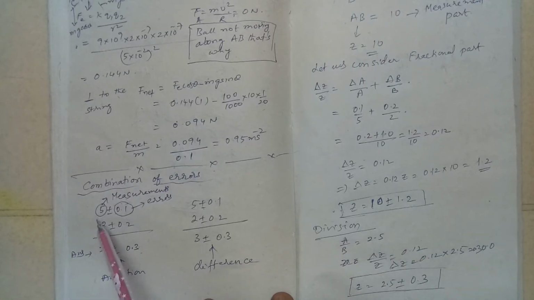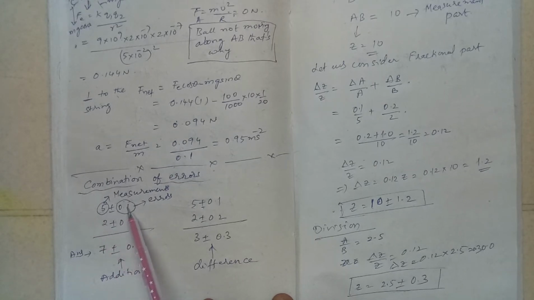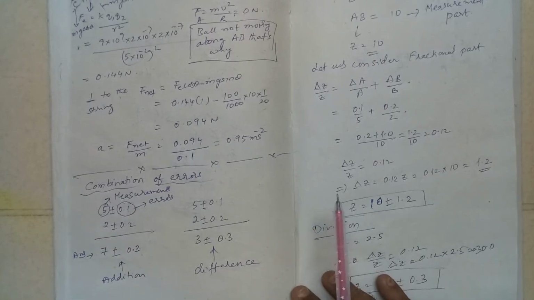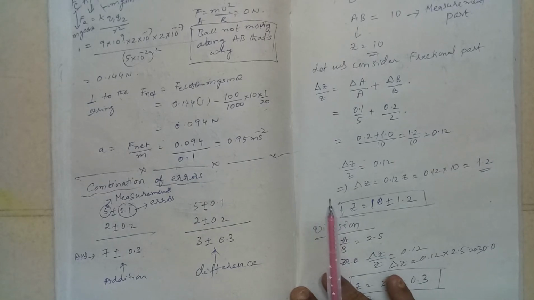If I take addition first, 5 plus or minus 0.1 and 2 plus or minus 0.2. 5 plus or minus 0.1 I am taking as A, some quantity A. Let us say this is a measured quantity. In our previous video we have seen 5 plus or minus 0.1 means the total measurement lies between 4.9 to 5.1. If the true value is 5, using that instrument we are able to make measurements from 4.9 to 5.1. That is the error margin.